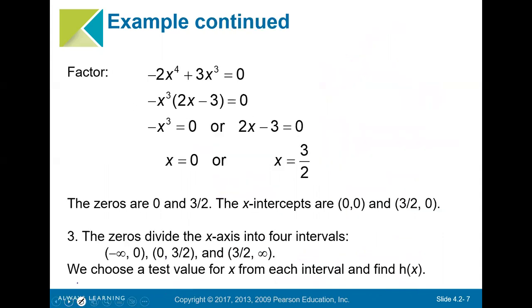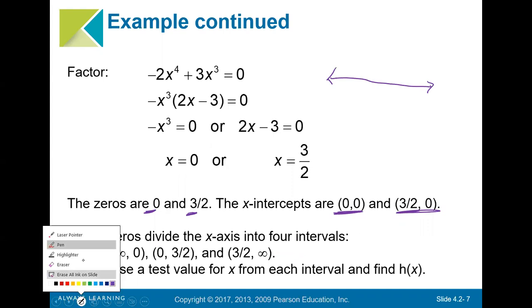So let's just check our work. As you notice here, it's already been solved for us. The zeros are 0 and 3 halves, and we can write them as ordered pairs. Now the zeros divide the x-axis into 4 intervals. If I was to draw this out on the number line, let me fix that right quick.